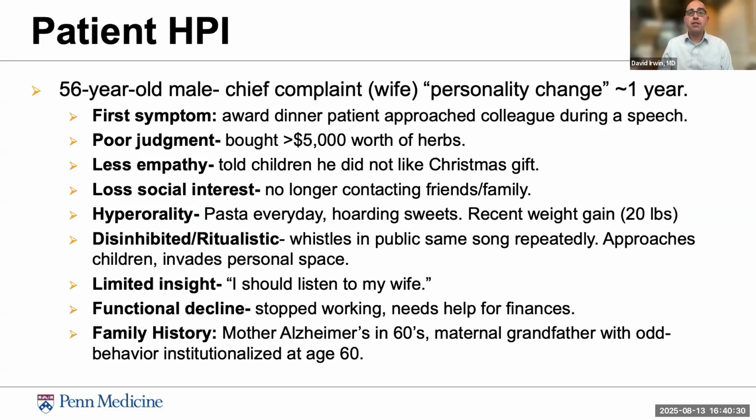Finally, in terms of the history of present illness, a careful family history revealed that the mother was diagnosed with Alzheimer's disease in her 60s, and there was a maternal grandfather who had odd behavior and a cognitive decline of unclear etiology that resulted in institutionalization around the same age. So this would be an autosomal dominant pattern of an unclear cognitive and/or behavioral disorder.